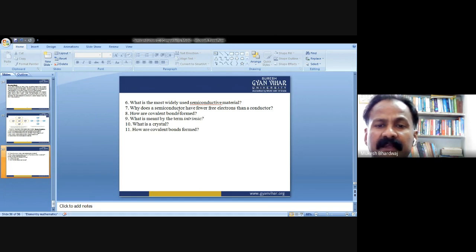Why does a semiconductor have fewer free electrons than a conductor? You can easily answer. How are covalent bonds formed? How do covalent bonds form when two atoms are bound together? What do you mean by the term intrinsic? The term intrinsic means the pure form of a semiconductor. What is a crystal? We have seen the crystal lattice structure. Draw the diagram and write it down in a very smart way. What is a crystal? How are covalent bonds formed? How does the covalent bond form? By sharing of electrons, the covalent bond forms.